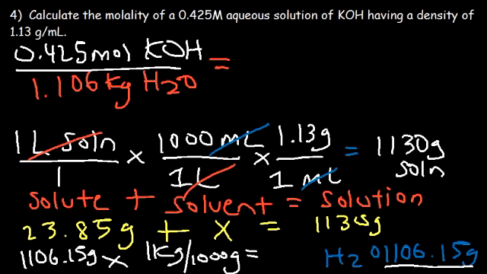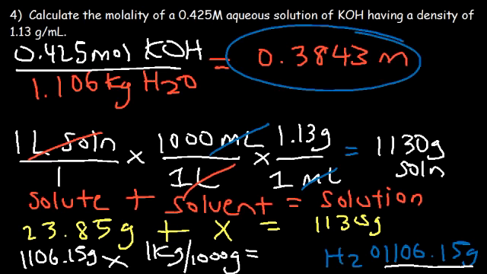So 0.425 divided by 1.106 is equal to 0.3843 lowercase m. So that is the molality of the solution. That's how you can find it if you're given the molarity of the solution and the density of the solution.